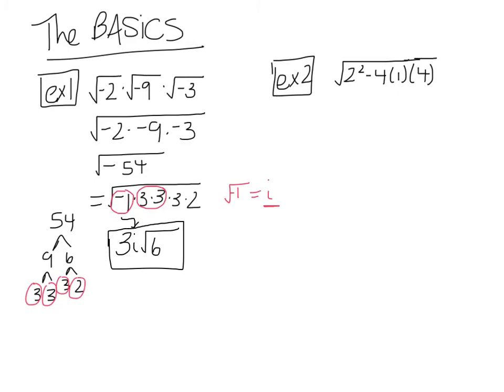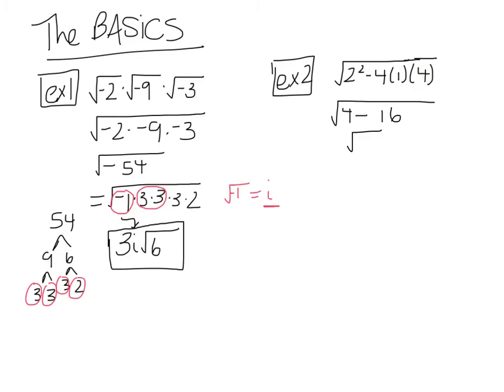Okay, let's try this one more time. For example 2, first I'm going to simplify what's under the square root. I have 4, because that's 2 squared, minus 4 times 1 times 4 is 16.